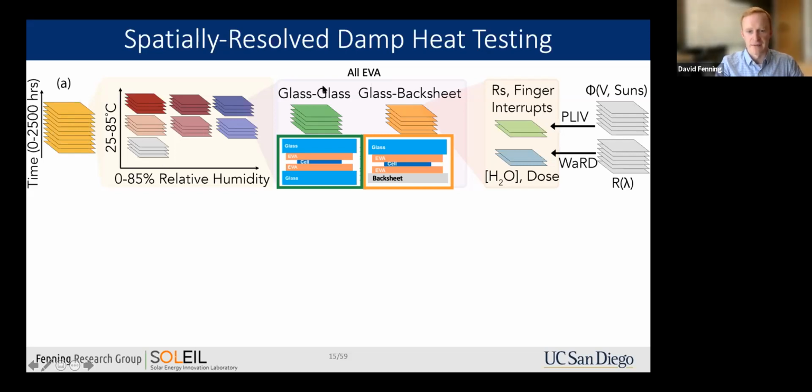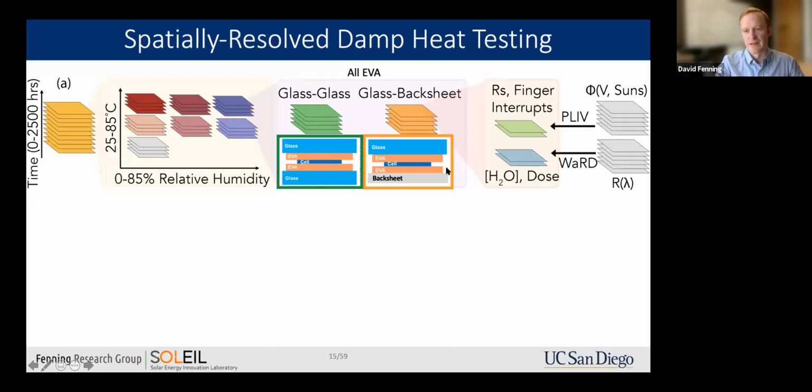We packaged some with glass and some as glass-backsheet, and we exposed them to 3 different temperatures, 25, 65, and 85 C, and 3 different relative humidities: dry, basically in the glove box, so 0% relative humidity, 85% relative humidity to capture that typical 85/85, and a lower relative humidity around 65%, so that we had a range of humidities and temperatures and absolute water concentrations.